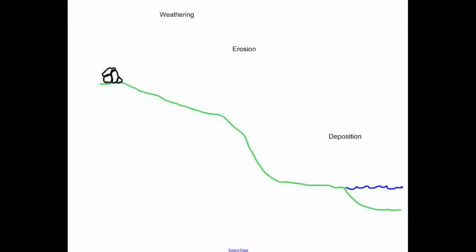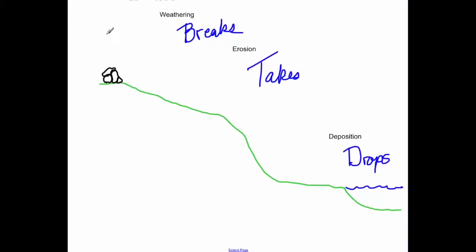The easiest way to describe it is weathering breaks it, erosion takes it, and deposition drops it. So if we have this boulder up here on the top of the hill, and let's say that it starts to rain on it, and maybe there's some cracks in the boulder, and slowly some of that rain water gets into some of those cracks, and it freezes, and as water freezes, it expands.